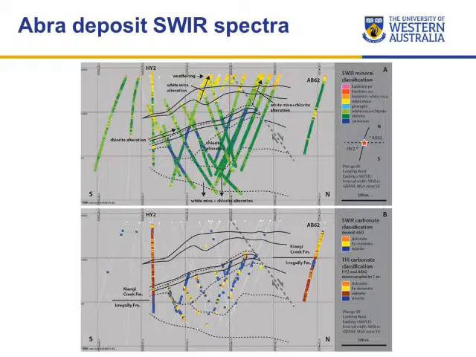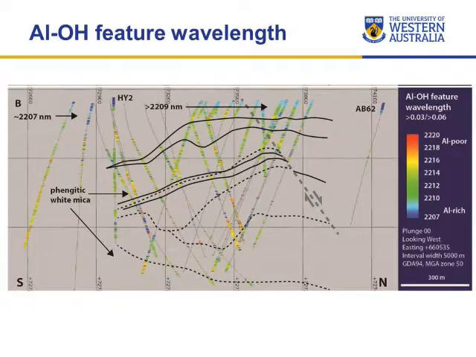Beneath the deposit, the chlorite alteration is most intense in the center, and the siderite is focused close to the conglomerate. The aluminum OH feature wavelength indicates a more phengitic composition near the northern part of the deposit, and then away from the deposit you have a shorter wavelength signature.